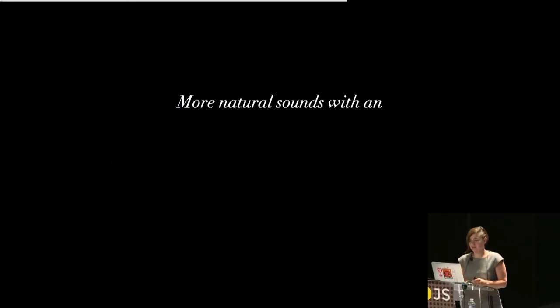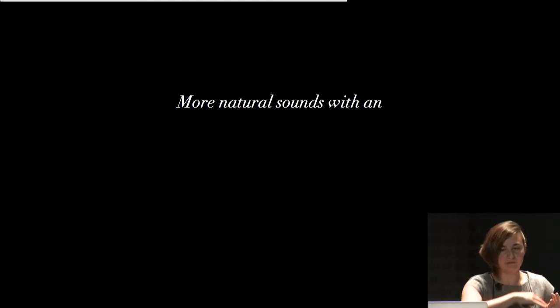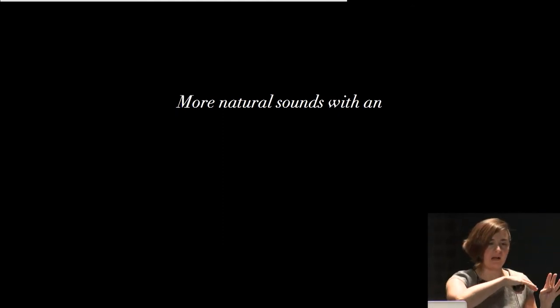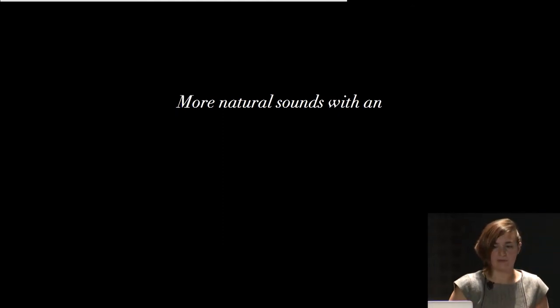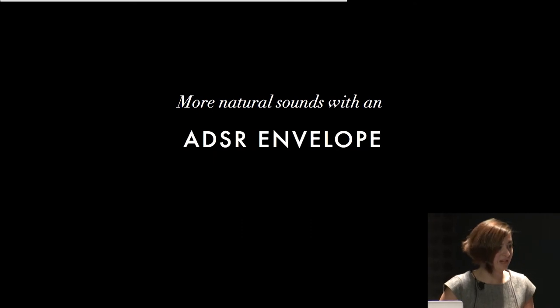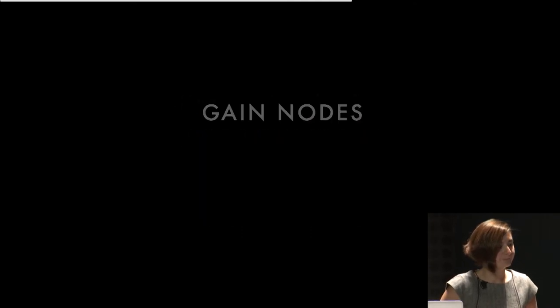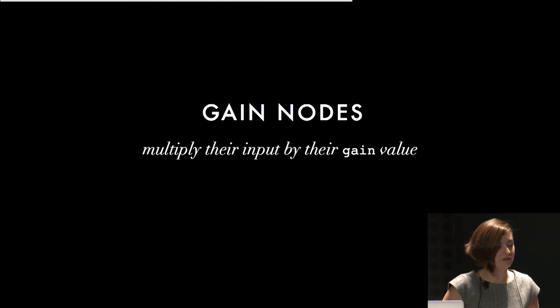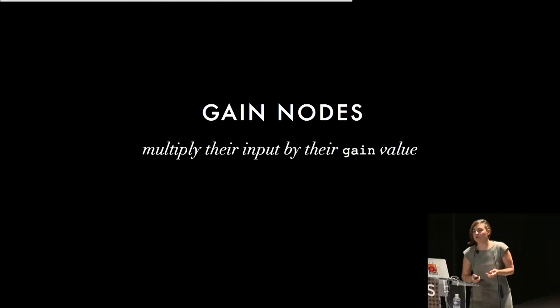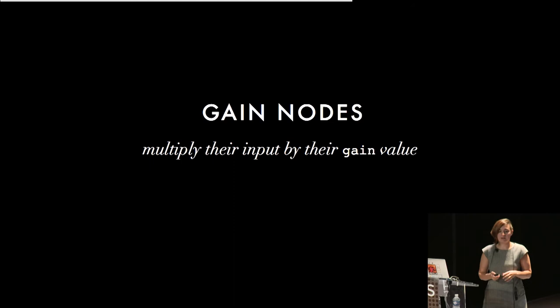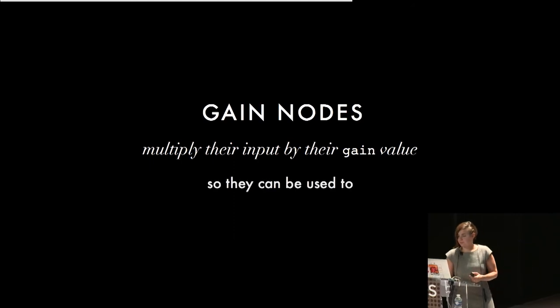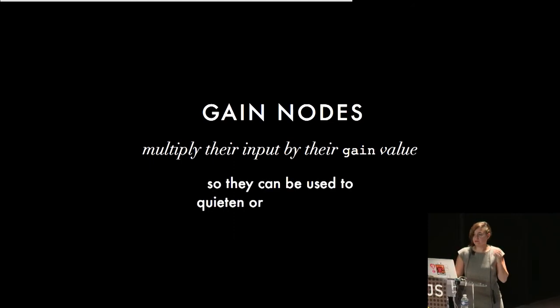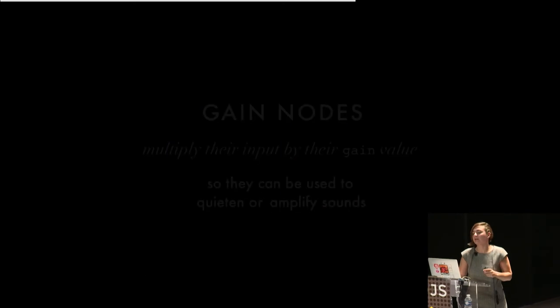So with this, you can combine this kind of programming of the event changes with another type of node, which is the gain node, which will let you change the volume. And the way it works is they multiply their input with the gain value. So you can use that to attenuate or amplify the sounds.